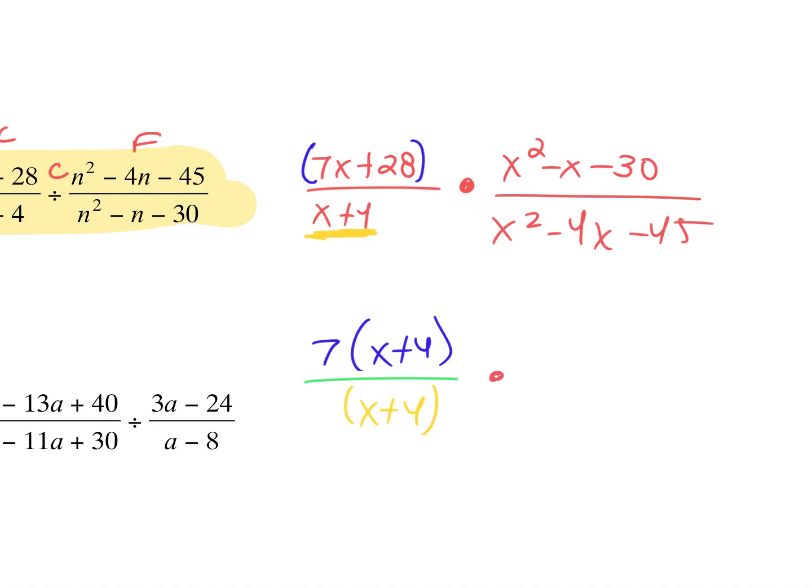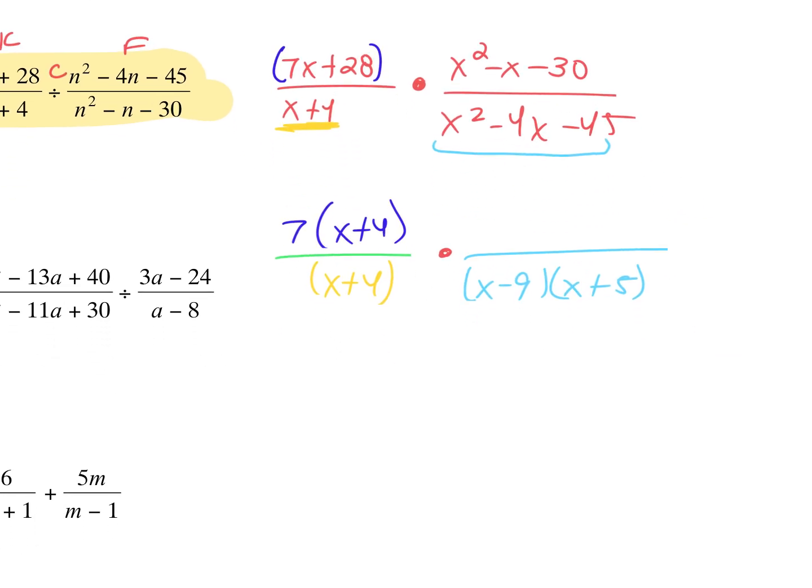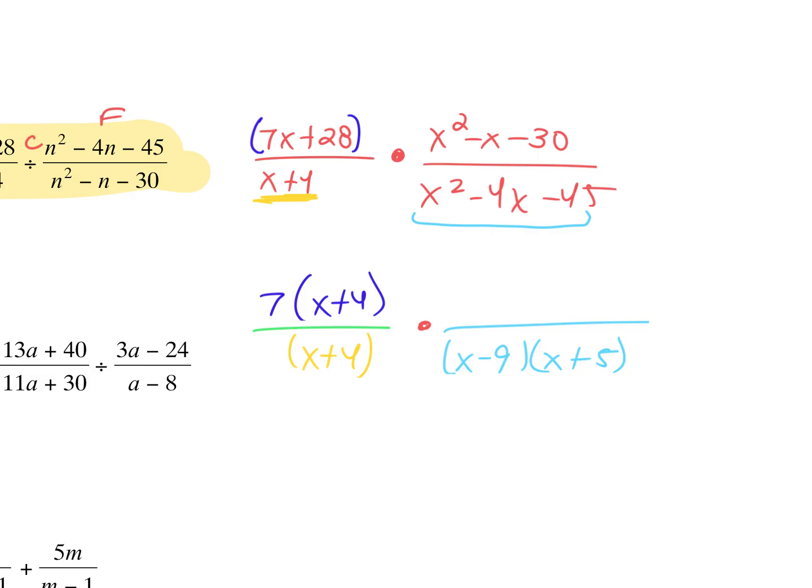times bottom right. What are my factors of negative 45 that are going to multiply to give me a negative 45 but add to give me negative 4? 9 and 5? Okay, so x minus 9, x plus 5. Agreed? You guys with me? Okay, now let's go up here to the top right. Factors of negative 30. What can I multiply that's going to give me a negative 30 when I multiply, but a negative 1 when I add them? Minus 6 and plus 5.